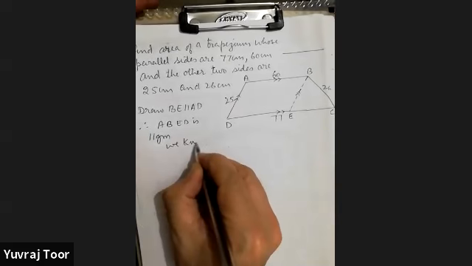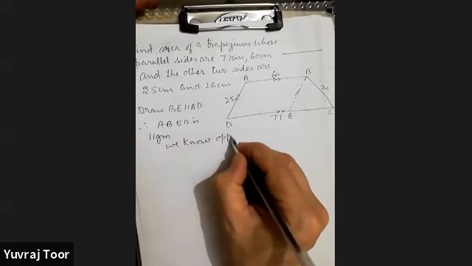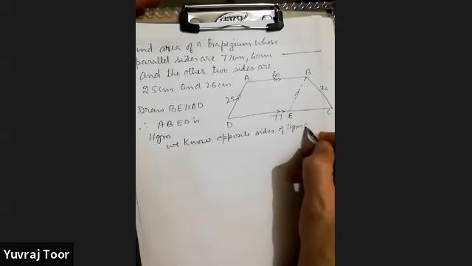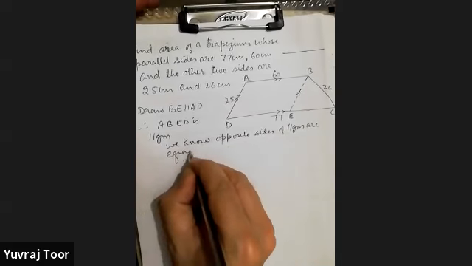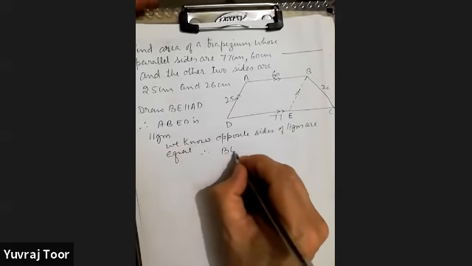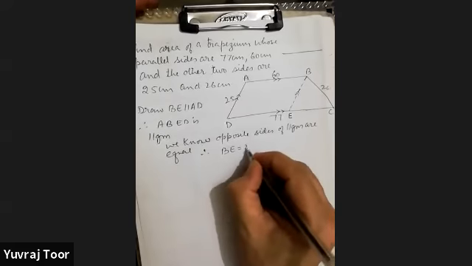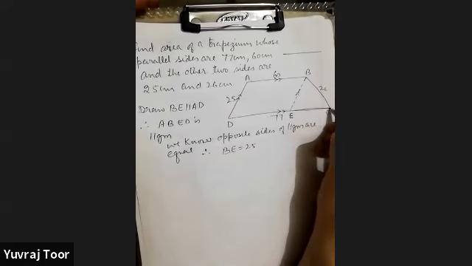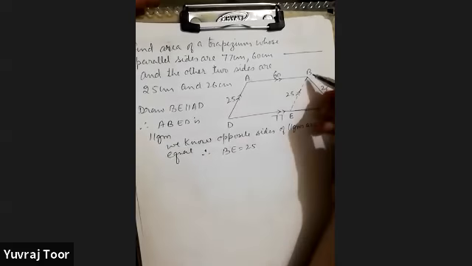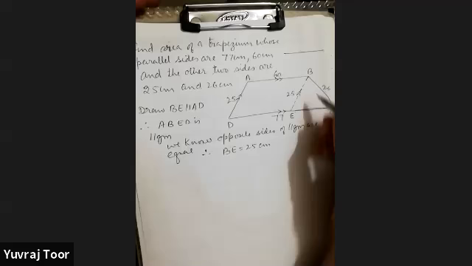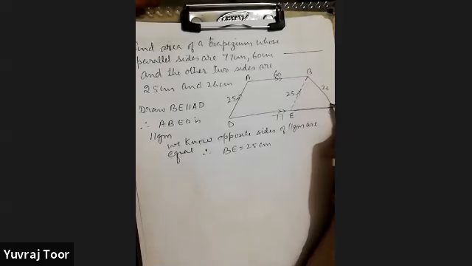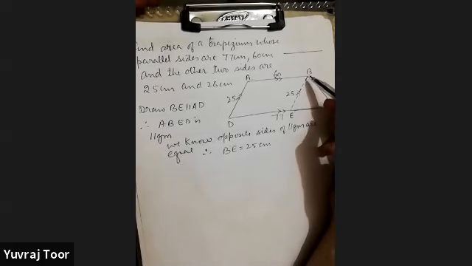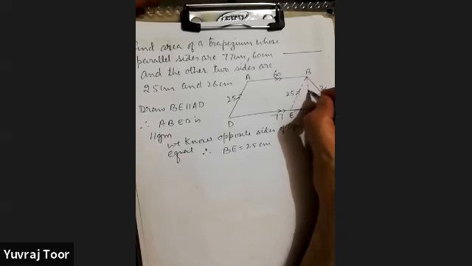We know that opposite sides of a parallelogram are equal. Therefore, BE is 25. If you look at this, BEC is a triangle. If I'm able to find the area of this triangle, then I can use half base into height and find this height, because height was a question.